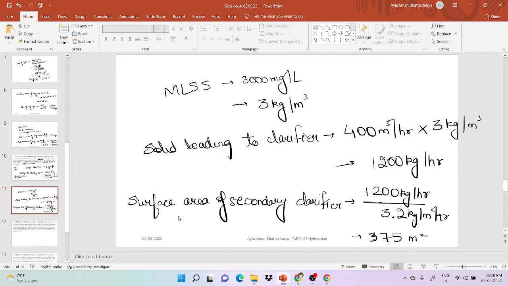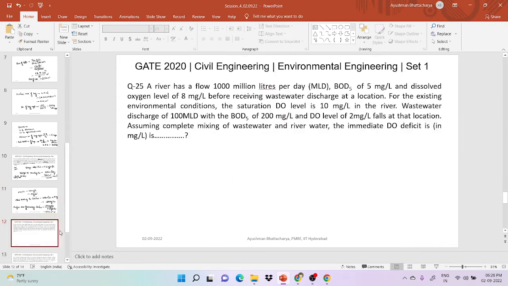Now, to get the surface area of the secondary clarifier, we divided this total solid loading rate by the design flux, and here we got 375 meter square. So I hope now it is clear. We will now move to the second question.